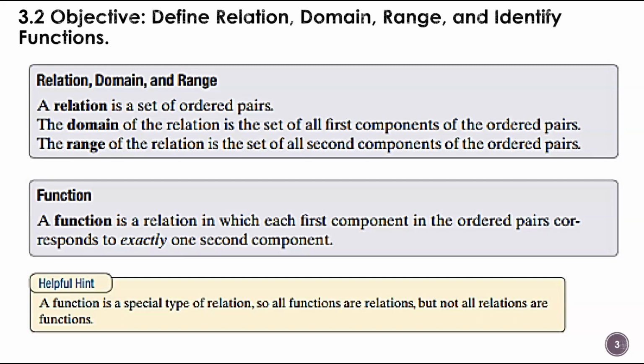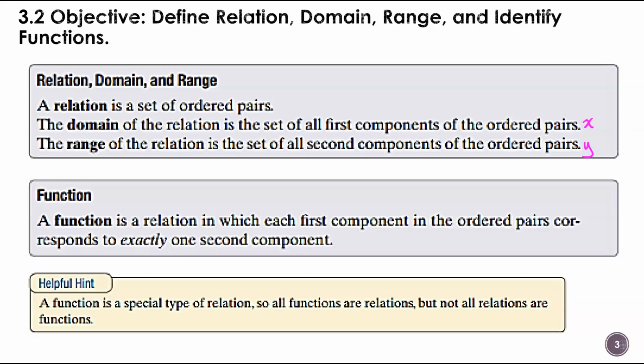Alright, so to begin with here, we're going to talk about a relation, domain, range, and identity functions. A relation is just a set of ordered pairs, and so when you're talking about a relation, you can actually write out the set of ordered pairs that represents that relation. Domain is all the first components of the ordered pairs, so that's going to be our X. And then the range is the second component, so that's going to be the Y.